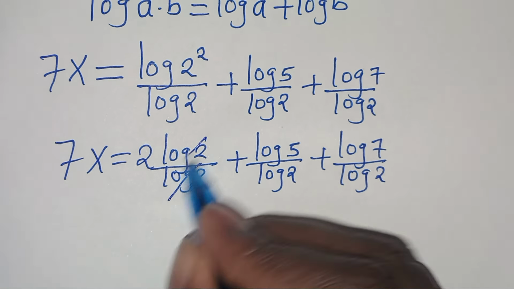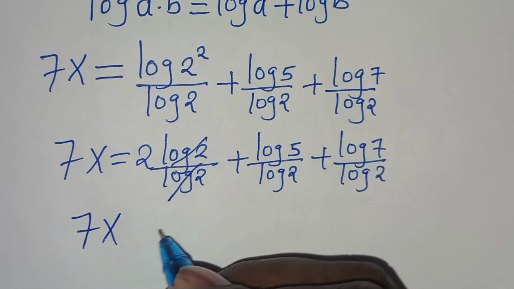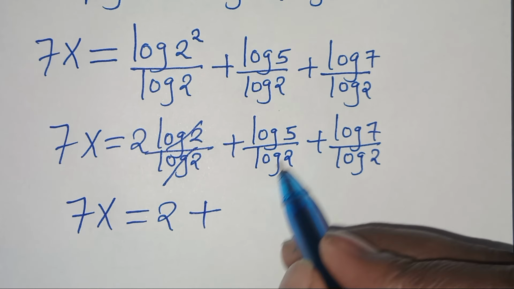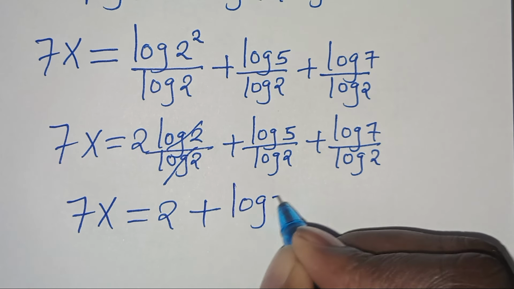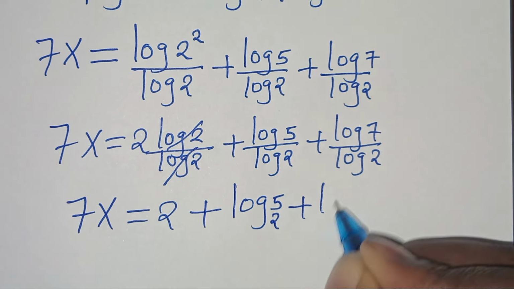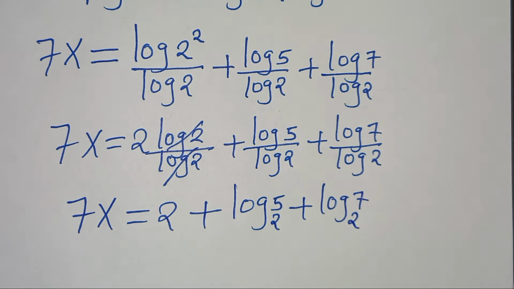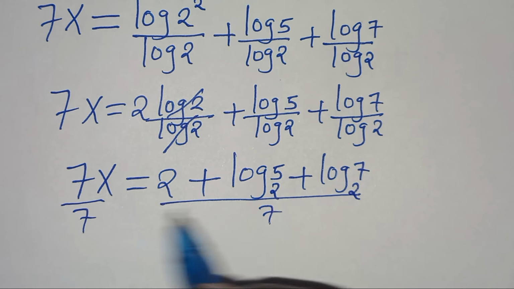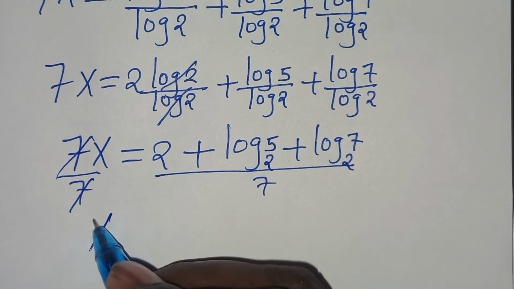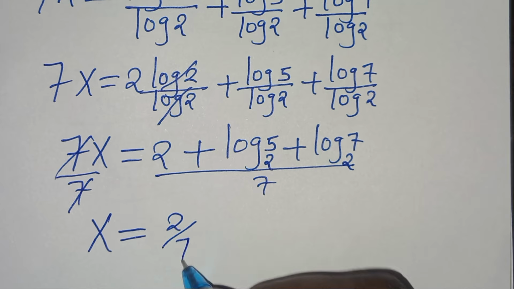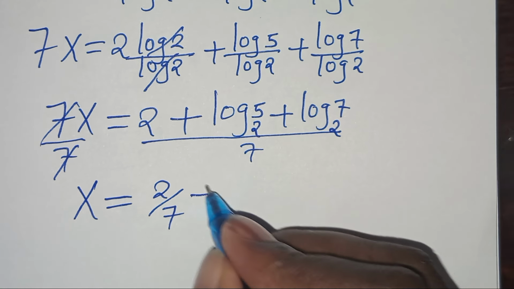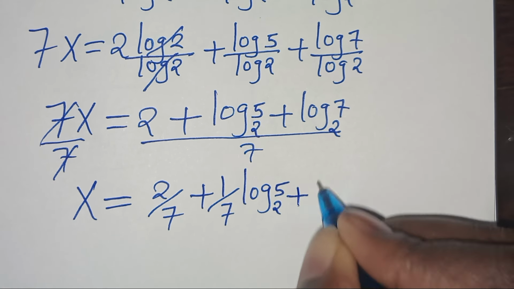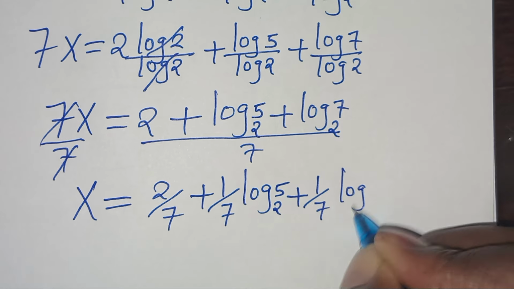So we can simplify log 2 and log 2 here, so that now 7x is equal to 2 plus, now log 5 over log 2, this can be expressed as log 5 to base 2, then plus log 7 to base 2. So let's divide both sides by 7, so that now we have that x is equal to 2 over 7 plus 1 over 7 log 5 to base 2, then plus 1 over 7 log 7 to base 2.